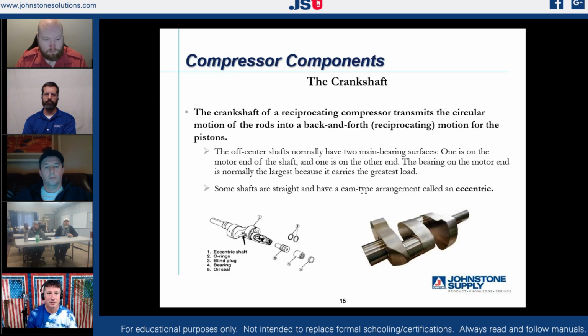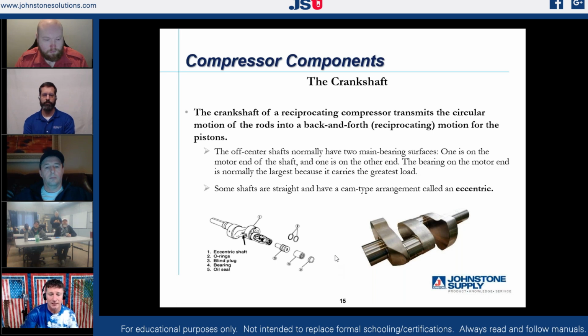So inside, if we were looking at those reciprocating style compressors, the crankshaft of a reciprocating compressor transmits the circular motion of the rods into a back and forth, or reciprocating, motion for the pistons. The off-center shaft normally has two main bearing assemblies, one on the motor end of the shaft and one at the other end. Those bearings are normally the larger ones because they carry a greater load on that system. So we have very significant bearings on those.